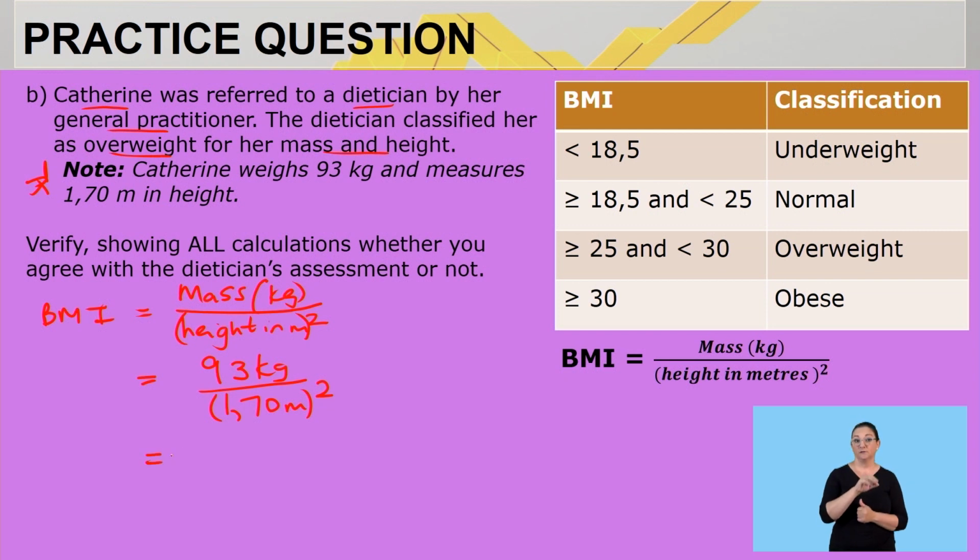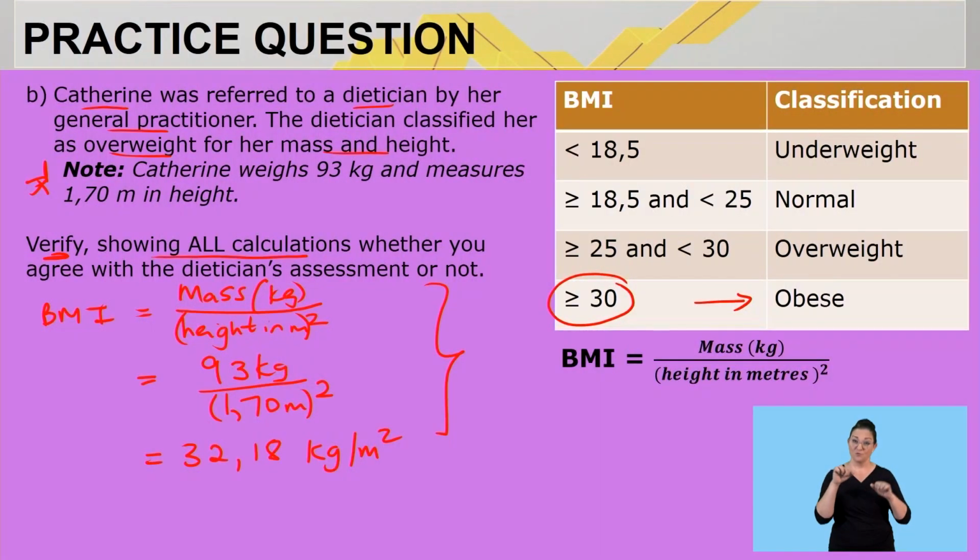This will give us an answer of 32.18, rounded off to 2 decimal places, in kilograms per square meter. Looking at 32.18 and at my classification table, I will again see that her BMI is more than 30. We agree, 32.18 is more than 30. Therefore, she is obese. Please note, you will have to verify by showing all calculations.